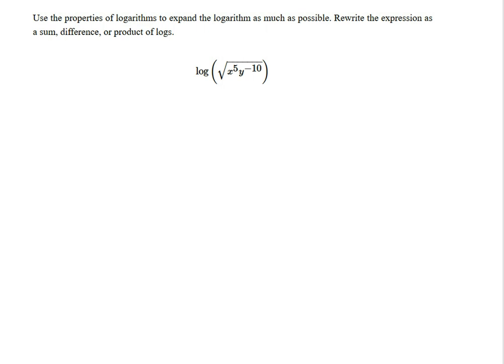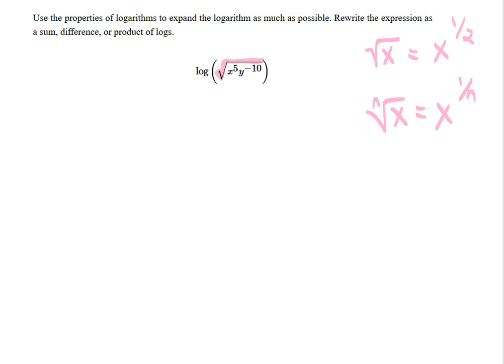I'm going to start this problem by saying that I need to change that square root sign. There is a rule that says if you have the square root of x, that is going to be x to the 1/2 power. Or the other one is if you have the nth root of x, that's x to the 1/n power. Either one of those works.